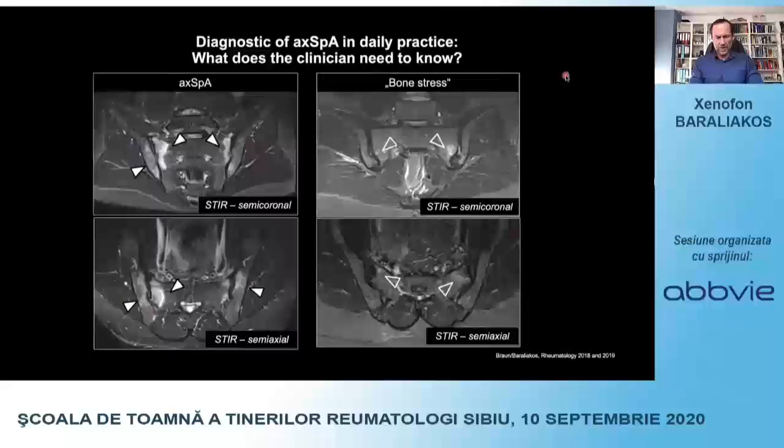Now, one last part of the presentation is how exactly to differentiate positive MRIs from false positive MRIs. And we've published that, and also others have done this kind of work, asking where do you see the inflammation in spondyloarthritis, and where do you see the bone marrow edema in the bone stress areas of patients? And we've seen that indeed spondyloarthritis has inflammation more in the middle part. You see that also in the axial sequences here in the middle part of the joint, whereas bone stress, false positive inflammation, is seen more in the lower part of the sacroiliac joints.